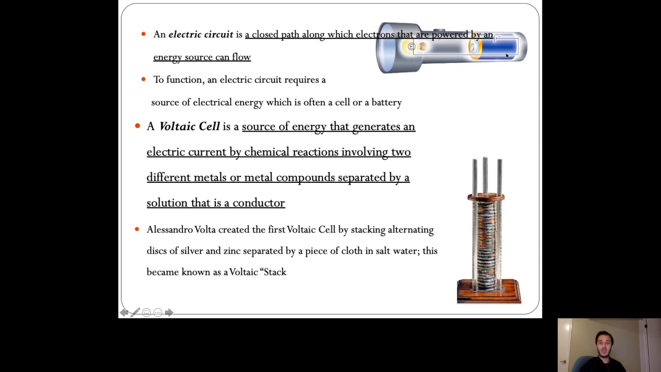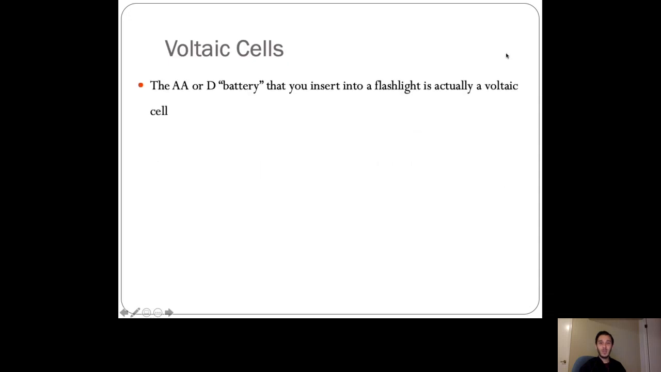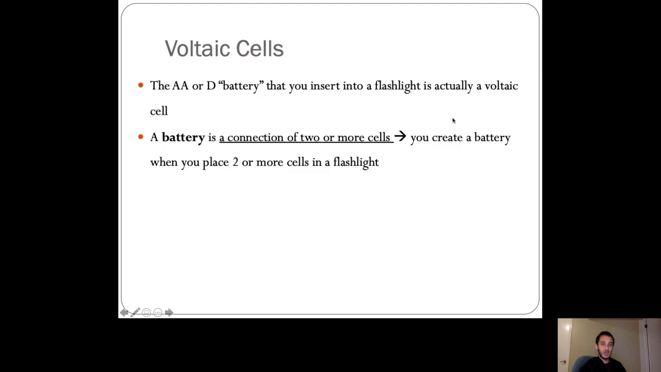And it's connected by a circuit. This little statement here, I'd like you to correct. The battery is not a voltaic cell. It's actually a connection of two or more cells. So if you take a cell and connect one cell to another cell, you begin to produce a battery. So one cell is not a battery. You need more than one cell to make a battery, a usable battery.